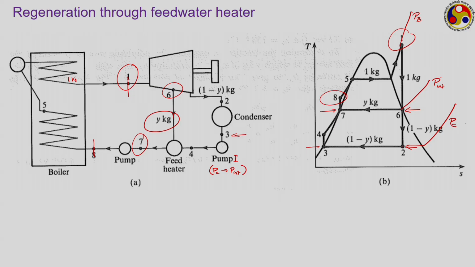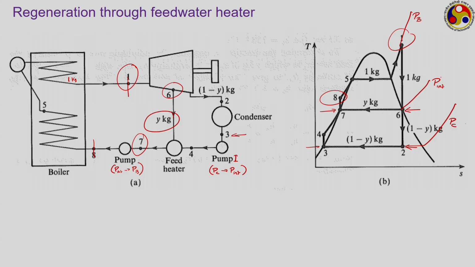Now, we have the second pump where the pressure is raised from this intermediate pressure to the boiler pressure to reach state number 8, which is subcooled liquid now, but at elevated pressure, and then it proceeds to the boiler operation.